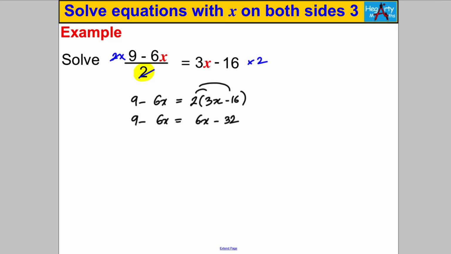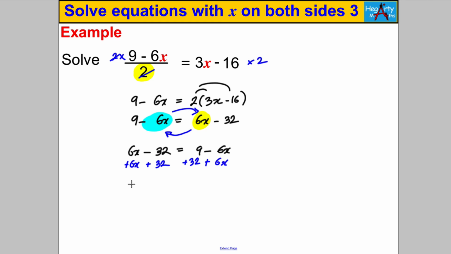Now, more x's are on the right hand side, because there's positive 6x, than the left hand side where there's negative 6x. So I'm just going to write the expressions or change the sides in which the equation works, because it's the same thing, because I want more x's on the left hand side. So 6x subtract 32 is going to equal 9 subtract 6x. So I want the x's on the left and the number on the right. So to undo that negative 6x, I'm going to add 6x to both sides. And to undo that subtract 32, I'm going to add 32 to both sides.